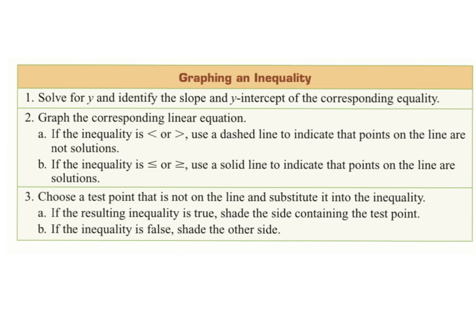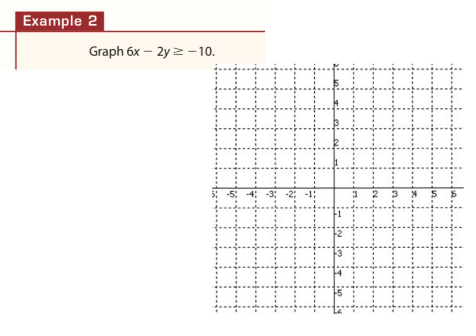All right. You can choose a point to see which way to shade, but the best point to choose is your y-intercept. That's the best way to see, since we're going to put it in slope-intercept form. So let's look at example 2. Example 2. It says graph 6x minus 2y, which is greater than or equal to -10.